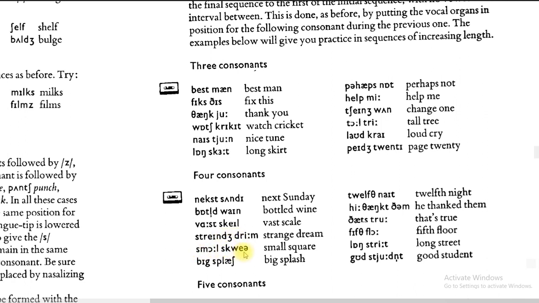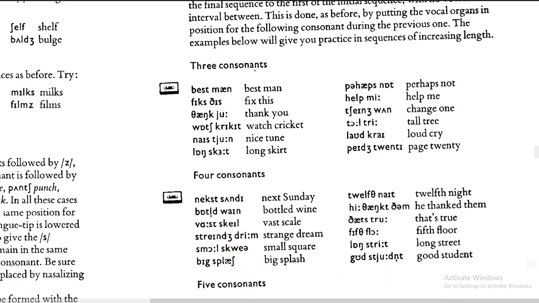Small square, small square. So where the first word ends with only one sound، ما عندنا هنا consonant sequence، بس الكلمة اللي تيجي بعدها عندنا 3 consonant sequences at the initial position، فيصير 4 consonants in sequence when the two words appear together.